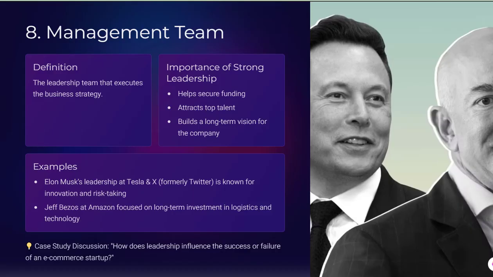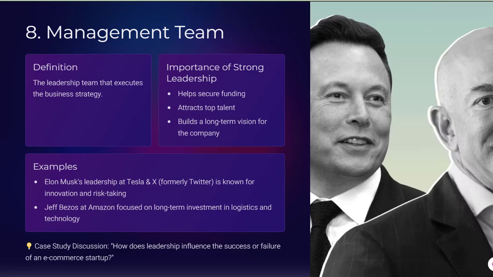Now we look at the last but not least key factor of the e-business model. That's the management team. The management team is the leadership team that executes the company's business strategy. The importance of strong leadership is to secure funding, to attract top talent, and to build a long-term vision for the company.